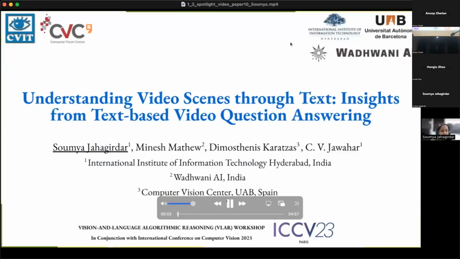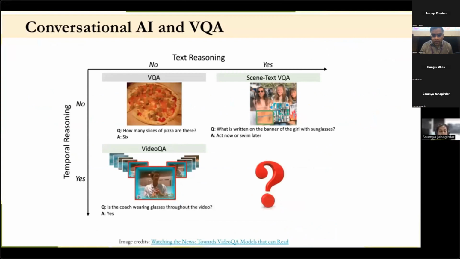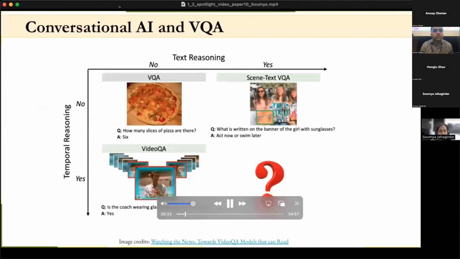Hello everyone, I'm Jahagirdar from Hyderabad, and today I'll be presenting a work, understanding video scenes through text, insights from text-based video question answering. Conversational AI encompasses a range of technologies designed to engage with humans in a manner that requires vast knowledge accumulated by humans over countless generations.